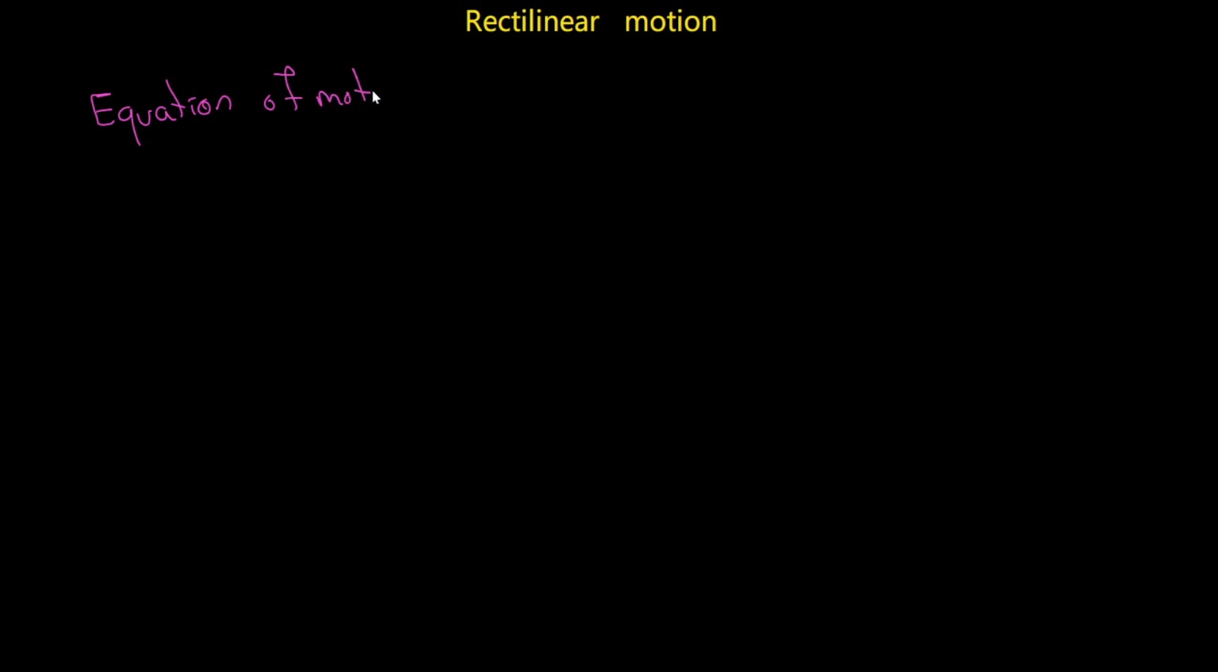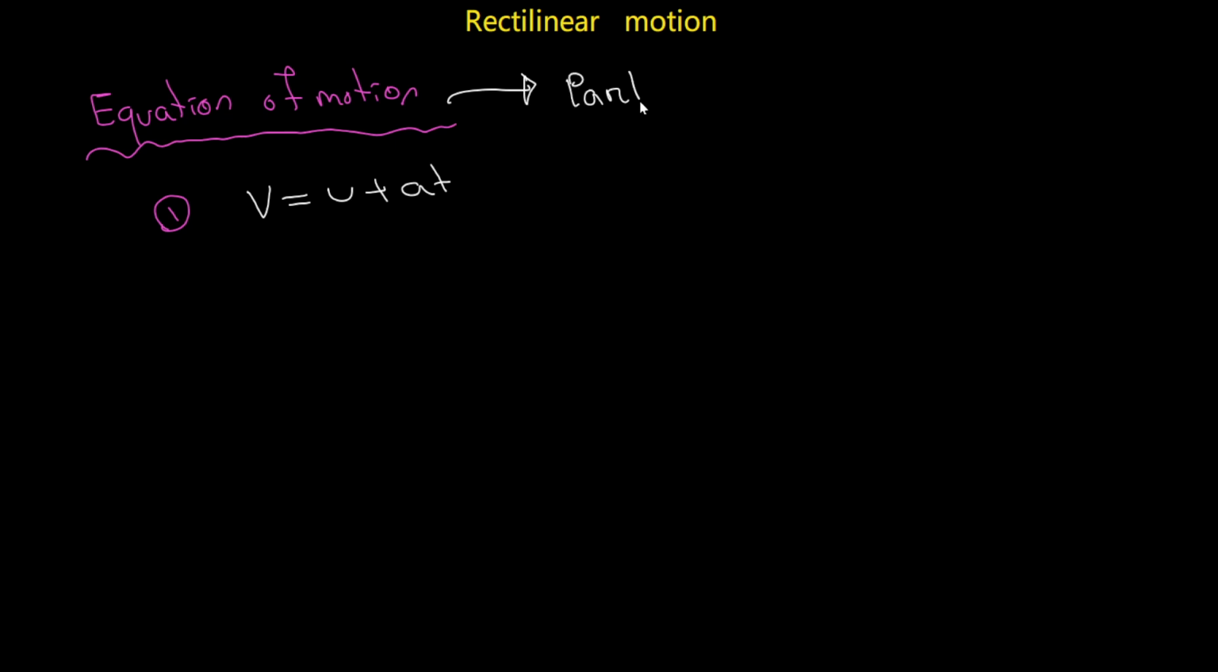You have to remember these, and you can also derive them on the spot. Number one is v, the final velocity, is equal to u plus at. These are vectors, so you have to consider the direction. I'm taking a particular direction, so I'm removing the vector notation. Number two: v square, the final velocity square, is equal to u square plus 2as.